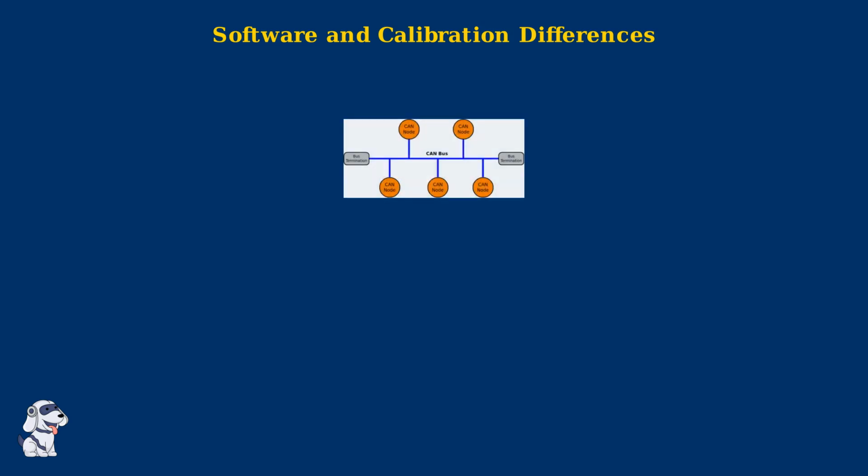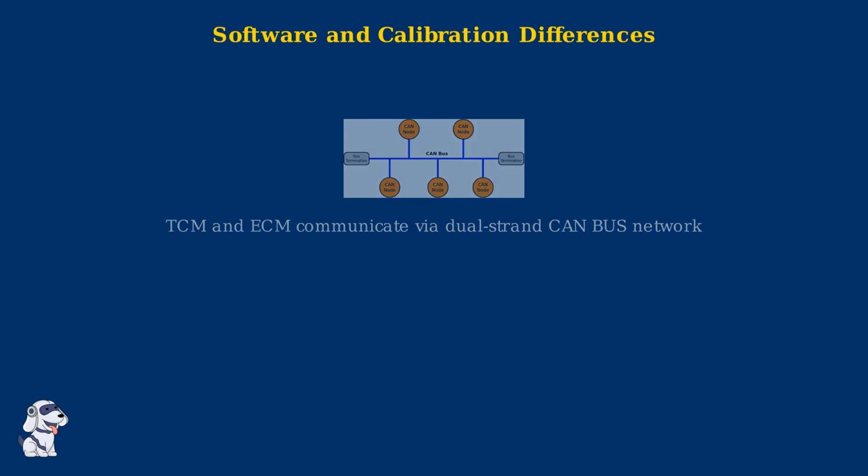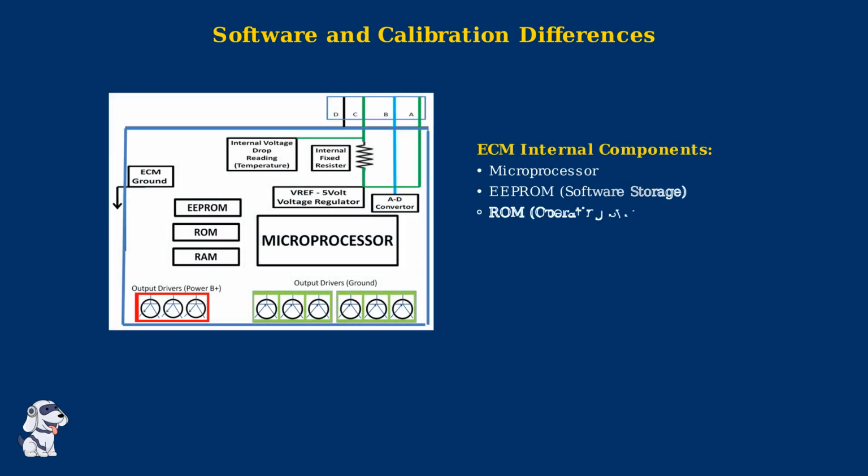The transmission control module communicates with the engine control module using a sophisticated dual-strand CAN bus network. This high-speed digital communication system allows real-time data exchange between these critical control units. Each control module contains sophisticated internal components including microprocessors, memory storage, and communication interfaces. The EEPROM stores the specific software calibration, while the ROM contains the operating system that varies by model year.